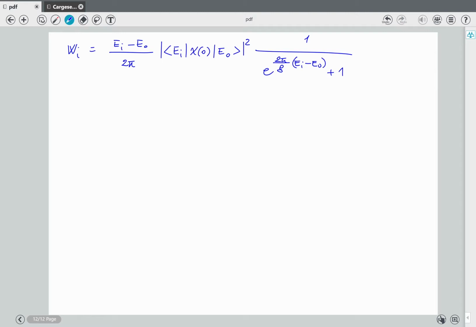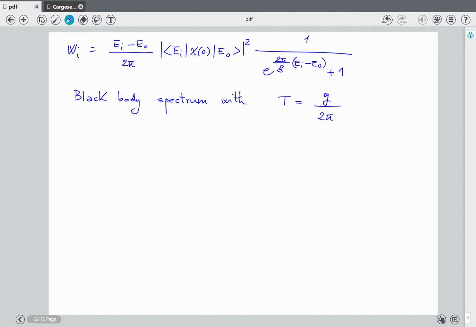And as you can see, this is the distribution of a black body. So it is a black body spectrum with a temperature equal to what? The 1 over temperature is equal to 2 pi over g. So the temperature is equal to the acceleration g divided by 2 pi.